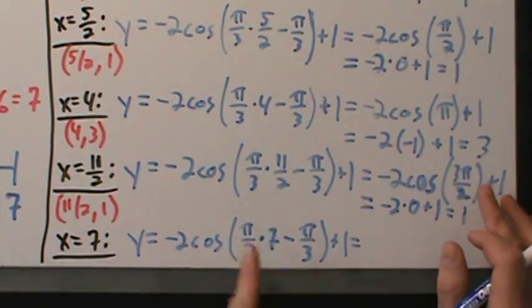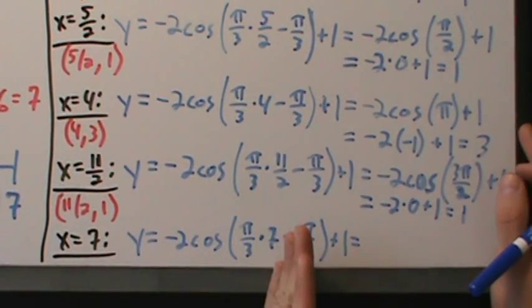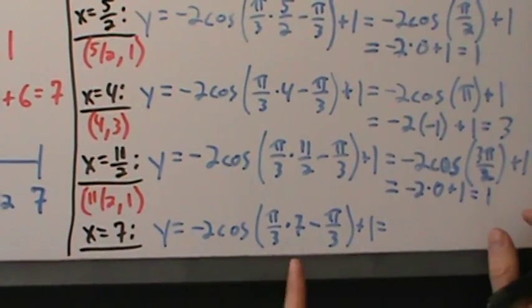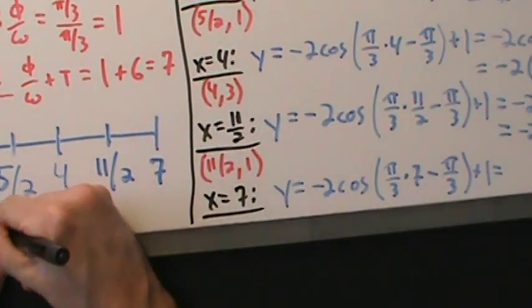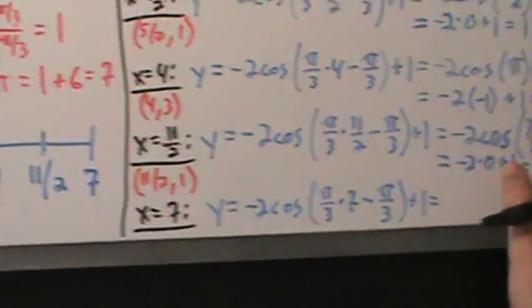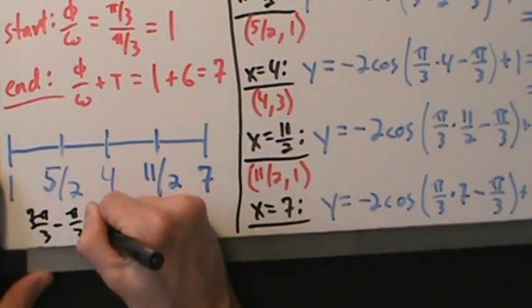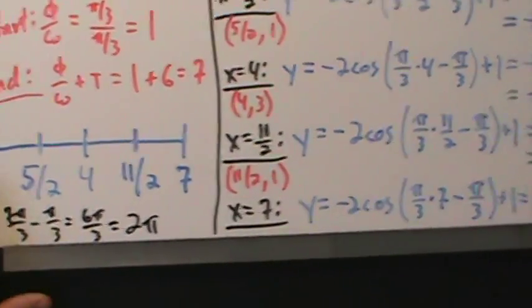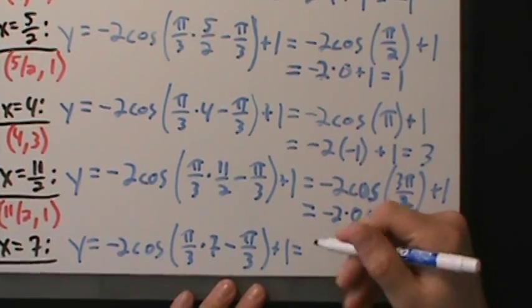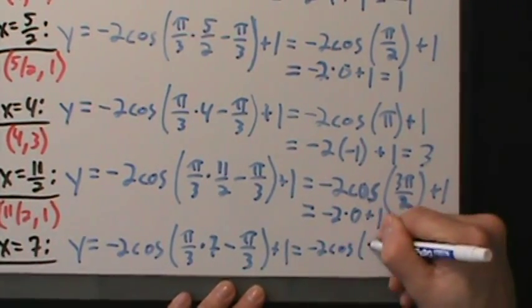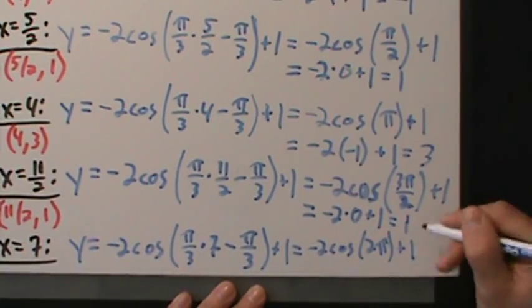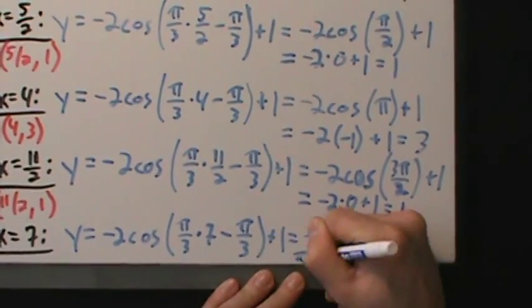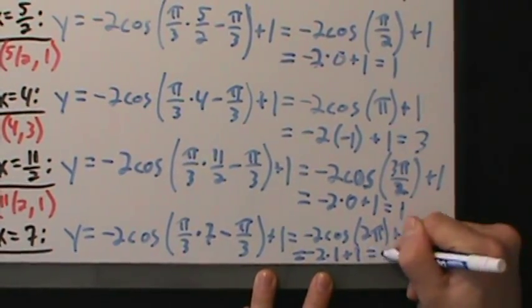Okay, so what does that equal? Well, pi over 3 times 7 is 7 pi over 3. Okay, so 7 pi over 3 minus pi over 3. So let's, kind of running out of room everywhere, but let's come over here and write this. So pi over 3 times 7 is 7 pi over 3. So we have 7 pi over 3 minus pi over 3. That's 6 pi over 3, right? 6 pi over 3 simplifies to 2 pi. Okay, that's great. So this is negative 2 times the cosine of 2 pi plus 1. Okay, cosine of 2 pi is 1, so that's negative 2 times 1 plus 1. Negative 2 times 1 is negative 2. Add 1, you get negative 1. Okay?